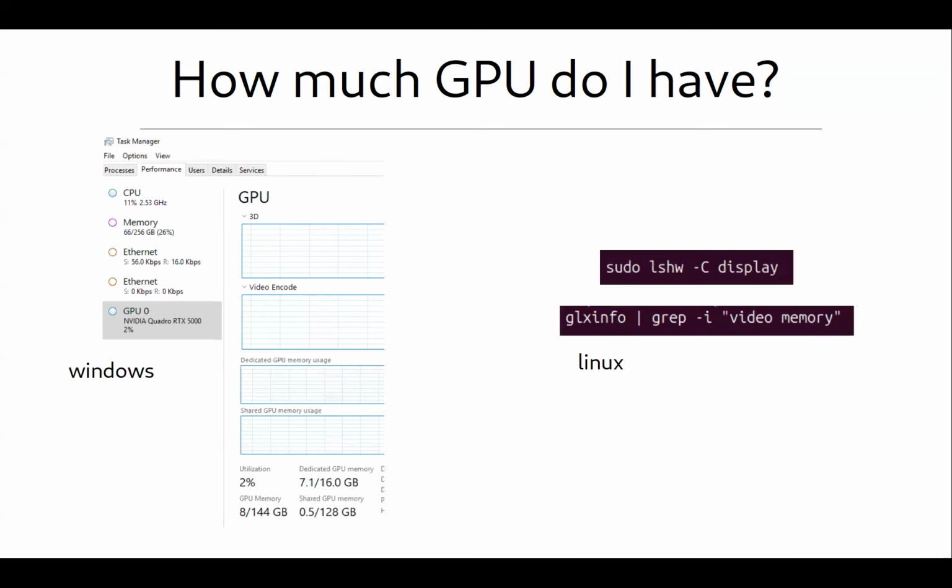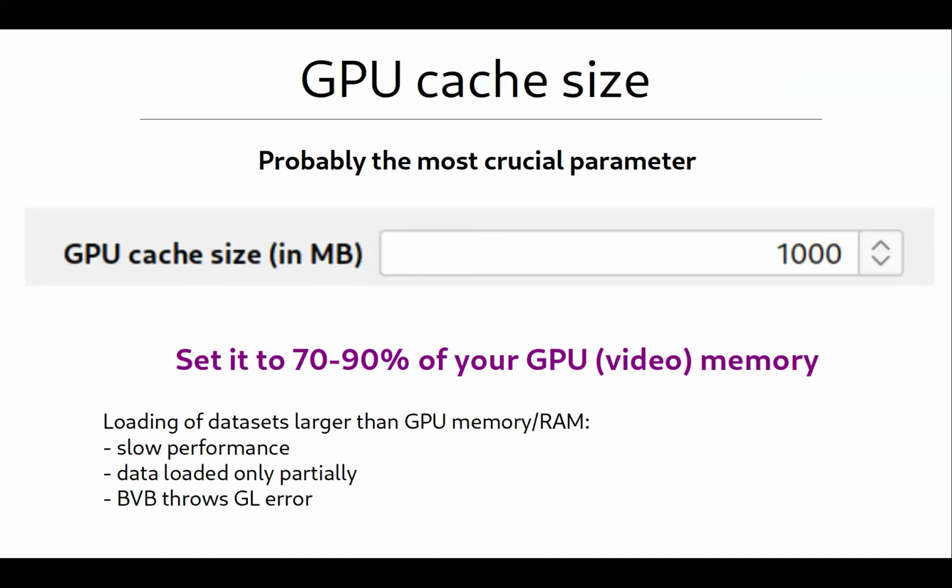In principle, there are some tips here. You can see your GPU parameters in Windows, and in Linux, you can use these things. But you can also try an experimental approach. You put one value, then you see if it works, if there are some errors, and then you reduce the value.